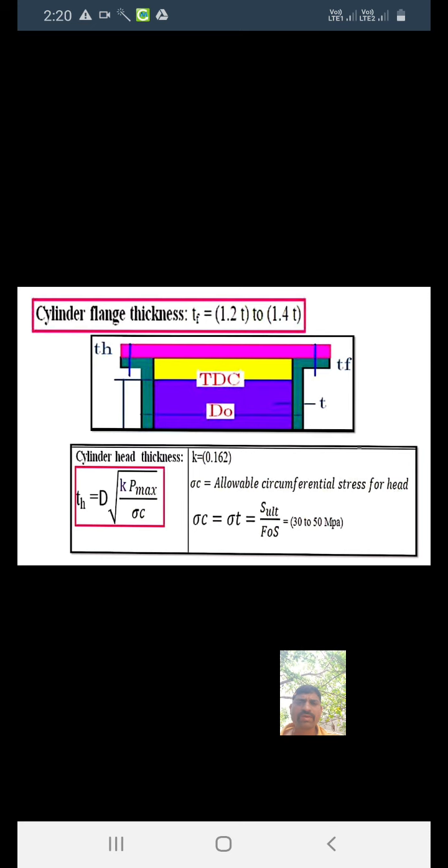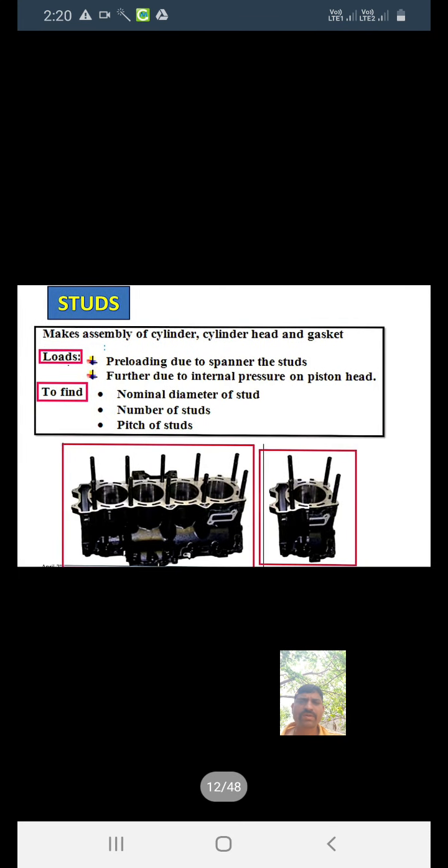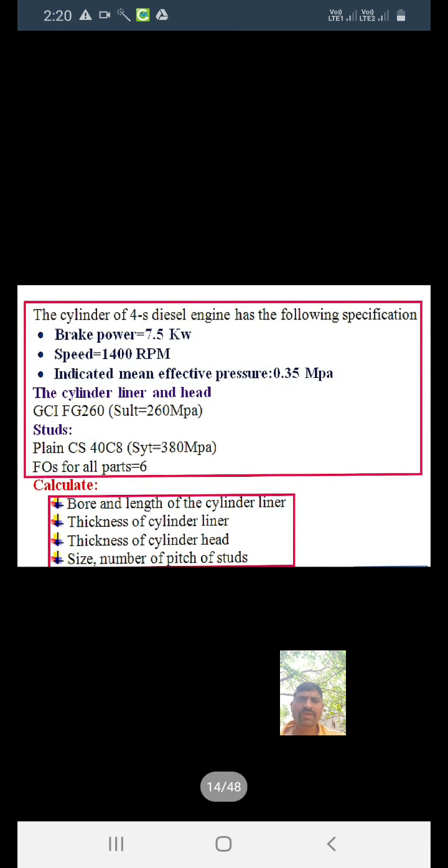Stresses in a thin cylinder, we have already completed that part. Then the stud, also called a bolt. We calculated the dc for that bolt or stud. Also we calculated the nominal diameter and core diameter, which is also called the mean diameter. Then the PCD of the stud, the pitch of the stud, and the number of studs. We have seen all these formulae in yesterday's lecture.